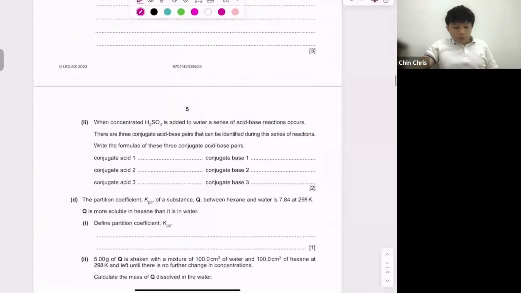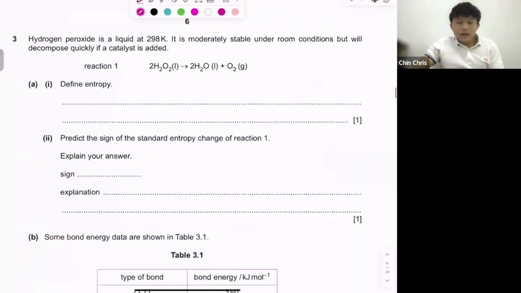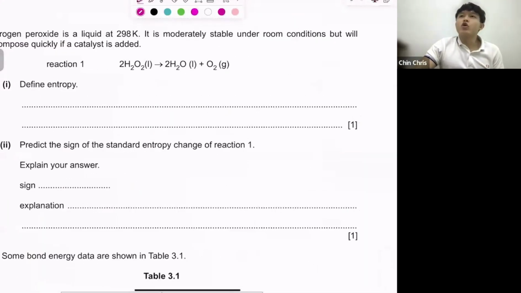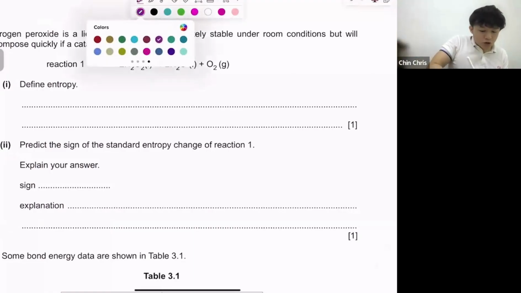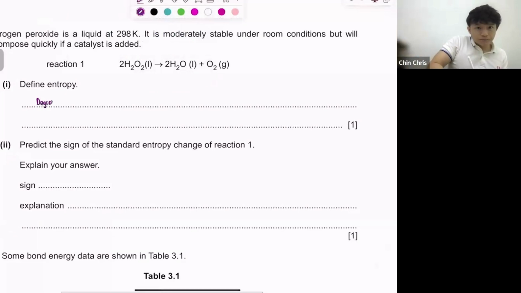Alright guys, let's go. Okay guys, what is entropy again? What did I mention last time? Disorder, the degree of randomness of a system, right? Okay, good job. So I can mention that it's a degree of randomness, or you can mention a disorder in a system. Done. Super easy.